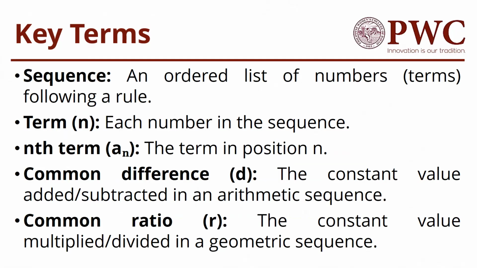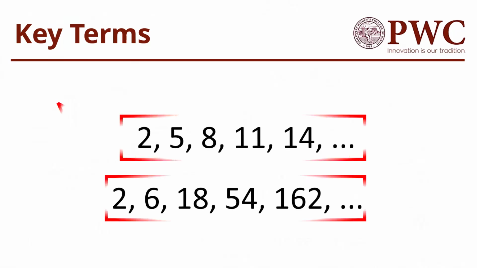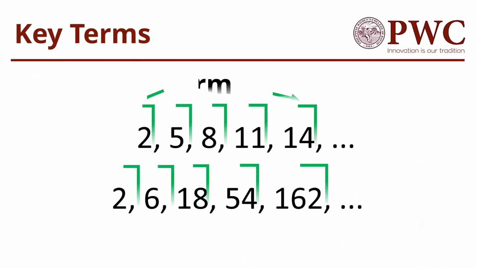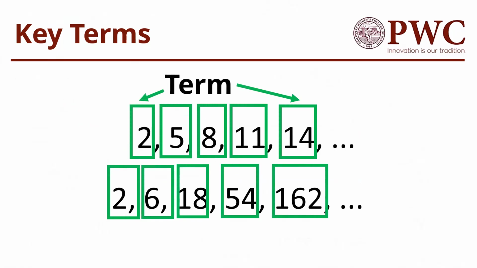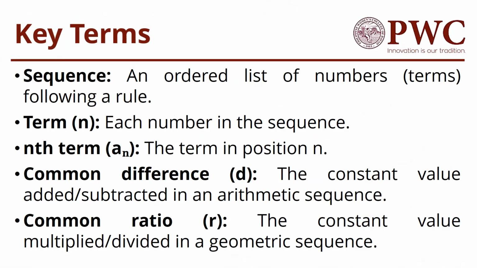Now, let's go with the next key term, which is the term. So it is each of the numbers in the sequence. As you can see here, let's go back to the example. In the two sequences, the terms are 2, 5, 8, 11, and 14, while on the other sequence, 2, 6, 18, 54, and 162. So these are the terms. So it is just the numbers inside the sequence. Next is, and the term is denoted by the variable n. So let us remember that.